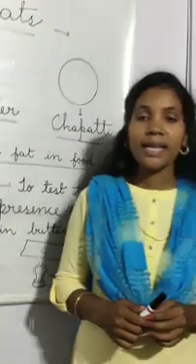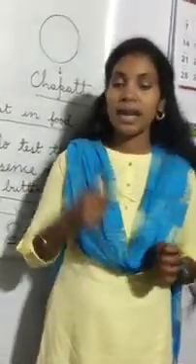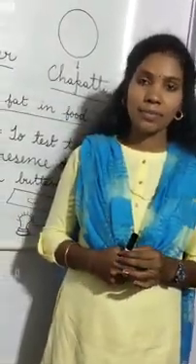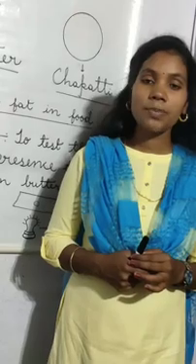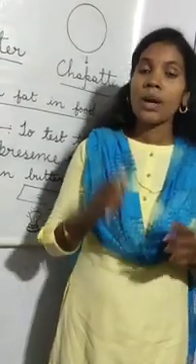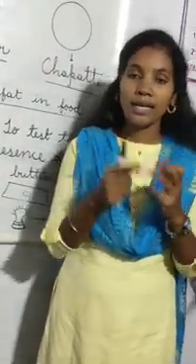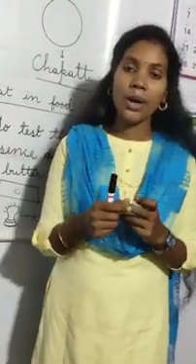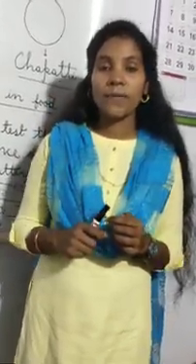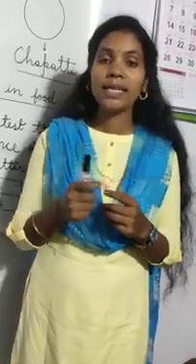Fats are stored in different parts of our body, like under the skin, around the heart, kidney, liver, etc. We obtain fats from both plant and animal sources. Plant sources of fats are mustard oil, groundnut oil, sunflower oil and coconut oil. Animal sources of fats are ghee, butter, milk, meat, etc.